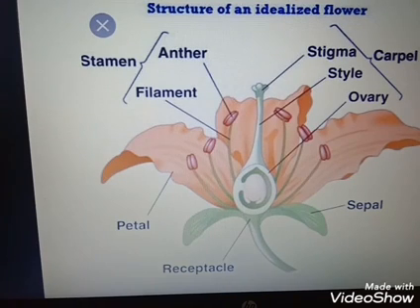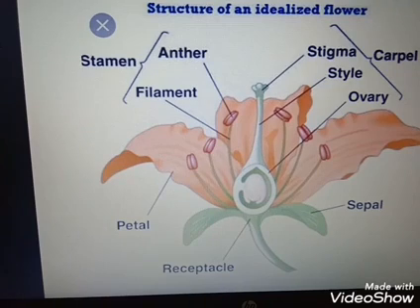Then the next portion is the third portion, the androecium. Next to the corolla, the male reproductive part is the androecium. It consists of stamens. Stamen consists of anther and the filament. The anthers are connected by the connective.